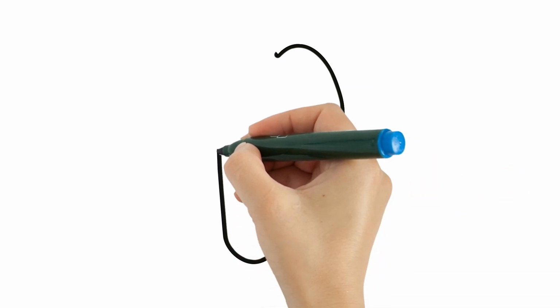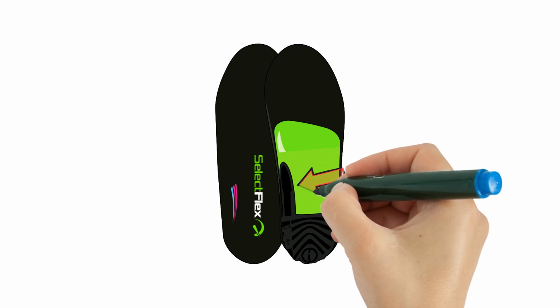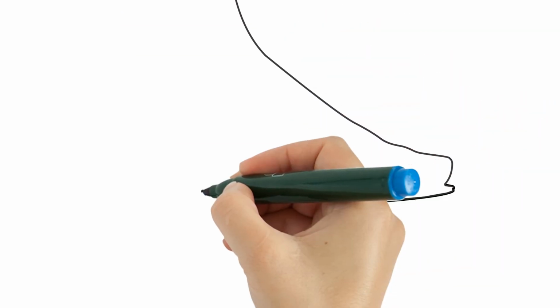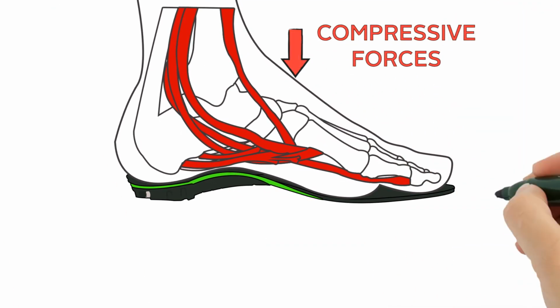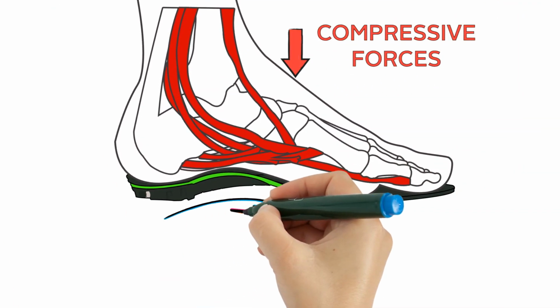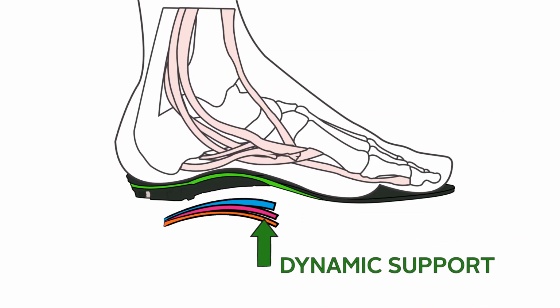SelectFlex, the world's first instantly adjustable orthotic, incorporates these same principles of physics. Only our springboard is in the arch area right here. SelectFlex provides spring-like, selectable support for your feet, absorbing the painful downward forces that pound your feet each day, helping your feet stay refreshed, invigorated, and pain-free.